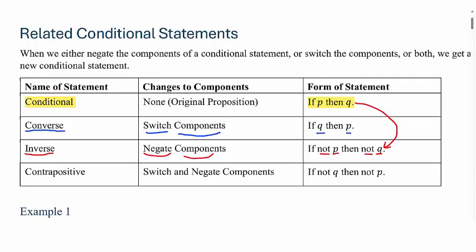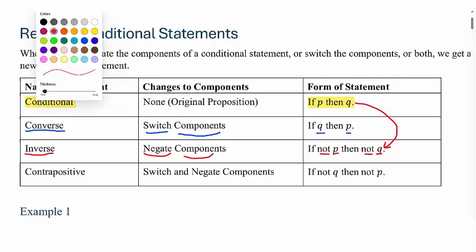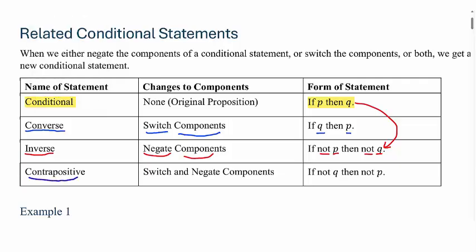And finally, and most importantly, if we make both of those changes, it's called the contrapositive. So if we both switch the order and negate the components, we have if not Q, then not P. If Q doesn't happen, then P doesn't happen. That's called the contrapositive. This one's going to be the most important to us in the work that we do today.